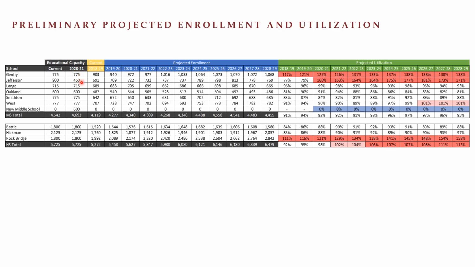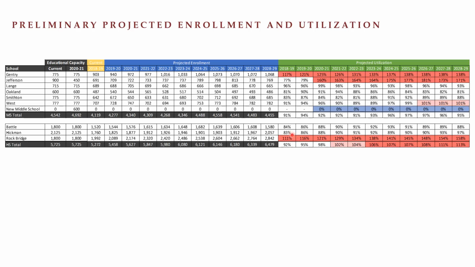Looking at Lang, Oakland, and Smithton, each of these schools are projected to have utilizations in the 80s and 90s. And if we look at West, it is currently at 91%, projected to increase to about 101% in the last 3 years of the projection. We don't show any utilization for the new middle school because the boundary for that has not been determined yet, and that's one of the goals of this process.